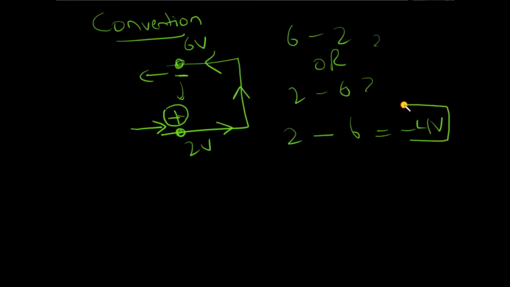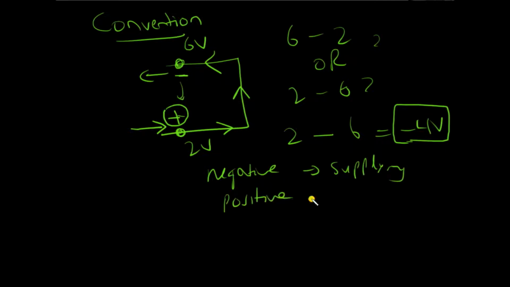Do not get confused by this minus 4 volts, as this is just the energy being supplied. If the potential difference is negative, the energy is being supplied. So negative means supplied energy, and positive basically means consuming energy. This is something you don't need to worry about right now, but this is what it means.